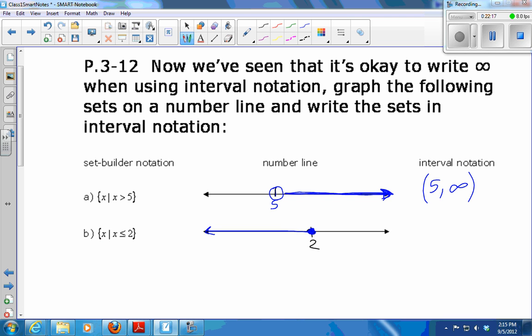Okay, so when I go really far this way, I call that infinity. What should we call it if I go really far to the left? Negative infinity. So I'm going to go negative infinity to 2. Never include an infinity because you can't get there. And I am including the 2 because I put a closed dot on it.